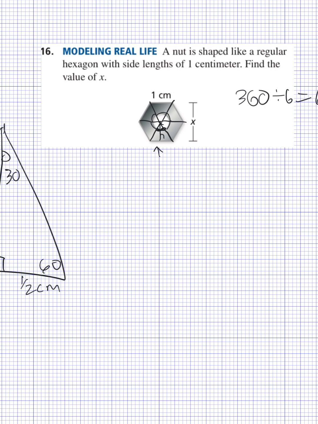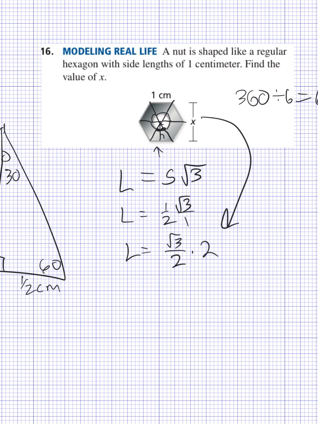How do we get the altitude? That's our long leg in the triangle. Okay, so the long leg is equal to the short leg times the square root of 3. So the long leg, we don't know. The short leg is 1/2 times the square root of 3. So the long leg is square root of 3 over 2. Now we've got to multiply that by 2 to get x. So you're going to get 2's to reduce out, and the answer is just the square root of 3. That is square root of 3 centimeters. That's the height of that hexagon-shaped nut.